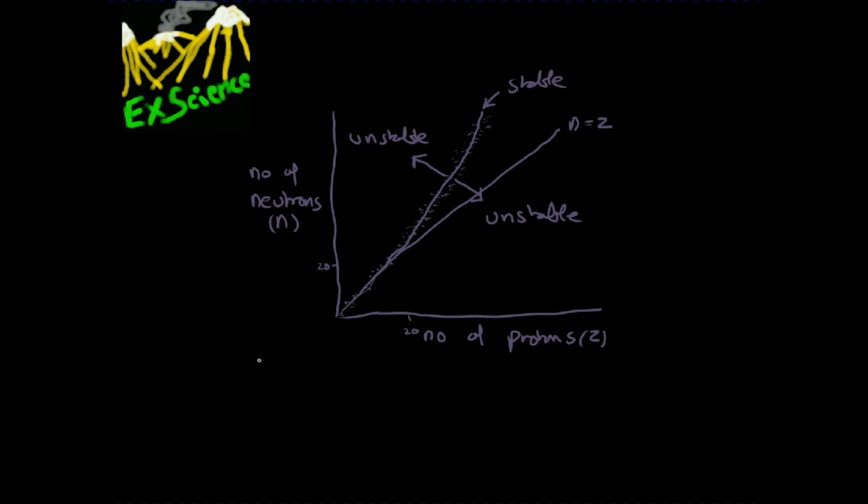So this accounts for the existence of isotopes and what exists. The further we deviate away from this line here, the less likely it is to exist, basically. This is the line of what is stable.